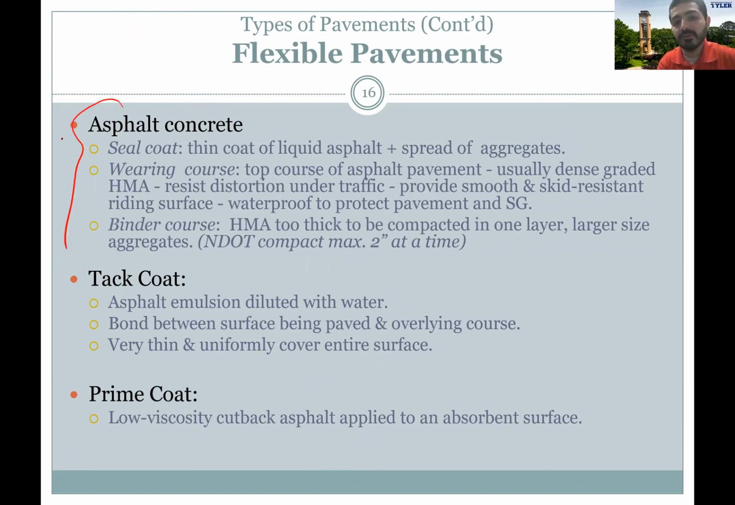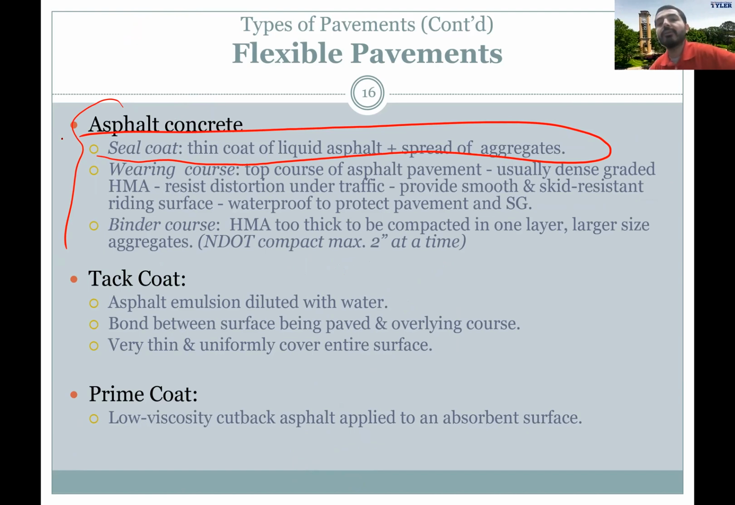The seal coat is actually a thin coat of liquid asphalt and a spread of aggregates. It's similar to, if you took concrete classes, a cement mortar, which is again just sand and water and cement. In this case, the seal coat is a liquid asphalt and sand, where we just use it to coat and seal the surface so it's water resistant. While the tack coat and the prime coat are different.